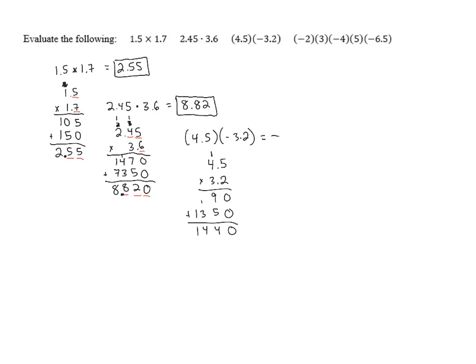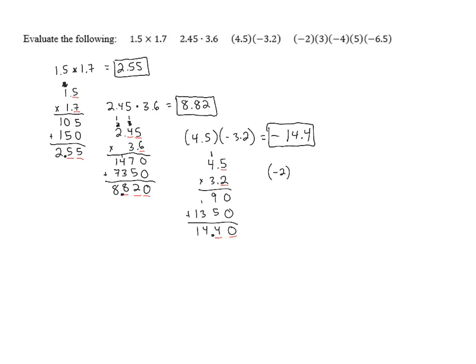We've got 1440. We need to place the decimal point, and we're going to need 2 digits to the right of it. So it's going to go in between the two 4s, 14.40. We can just write 14.4. We remember it's going to be negative. Positive times a negative is a negative. And so our final answer here is negative 14.4.